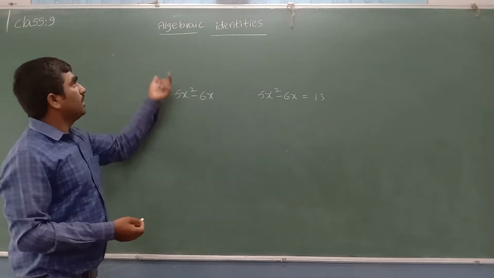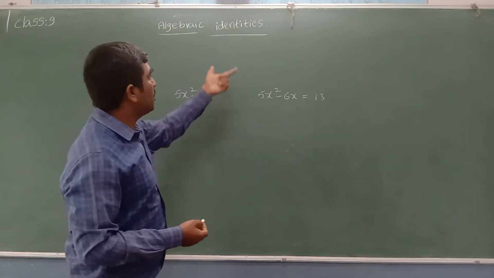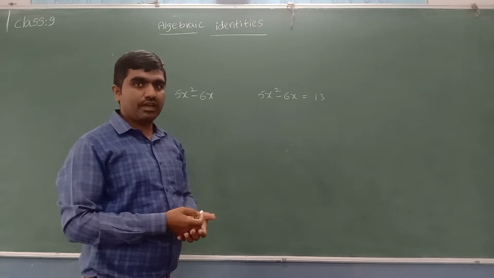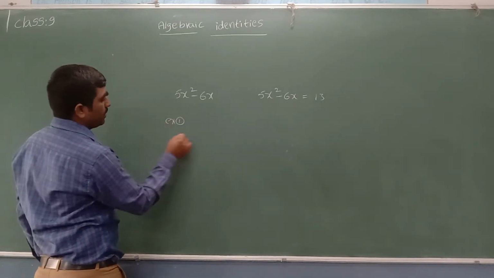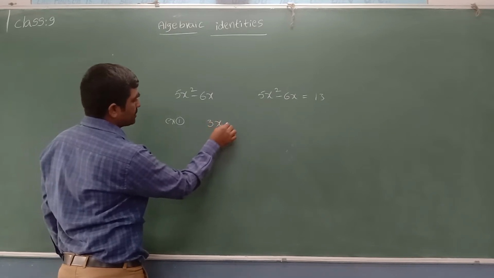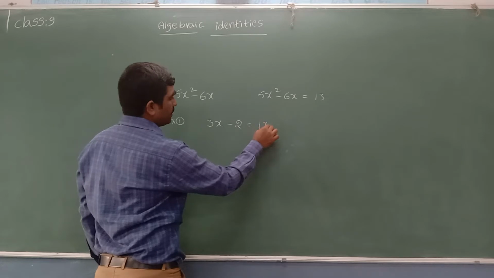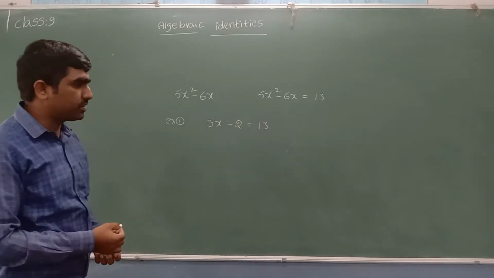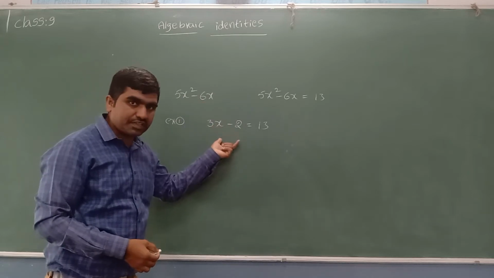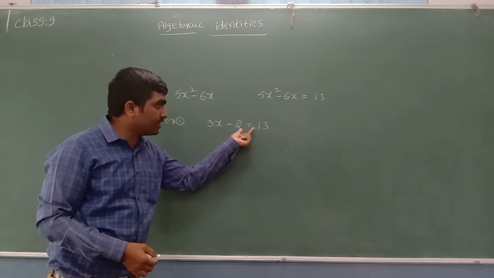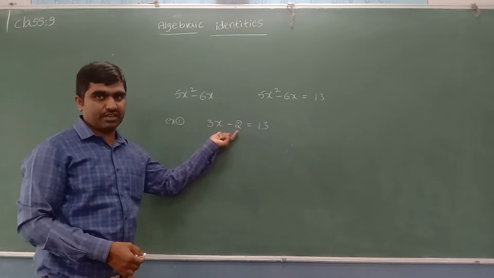Let's see the meaning of algebraic identities. What is the meaning of this word identity? Let me explain with one example. Let me take 3x minus 2 is equal to 13. Now tell me, is it an algebraic expression or an algebraic equation? A collection of terms with an equality symbol is called an algebraic equation.